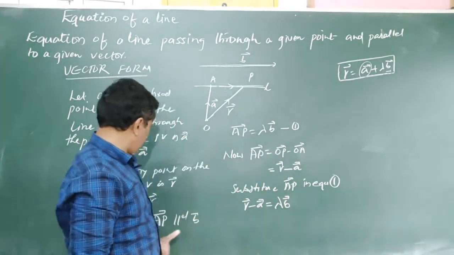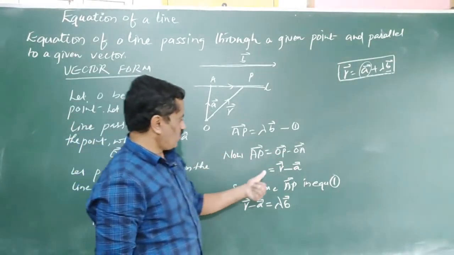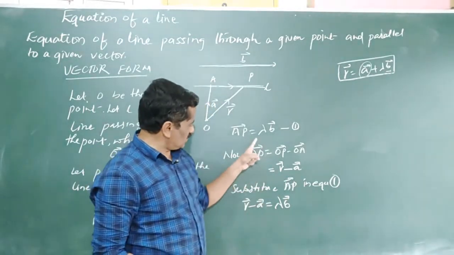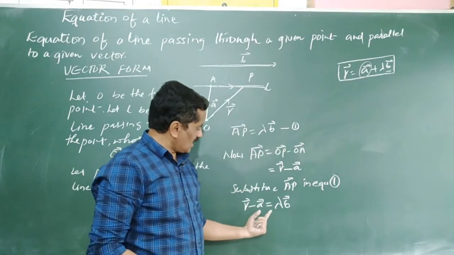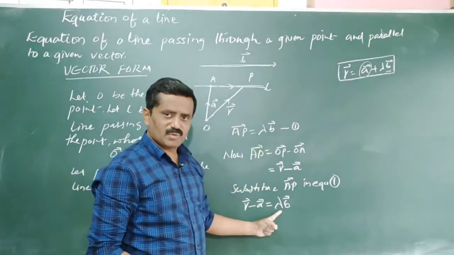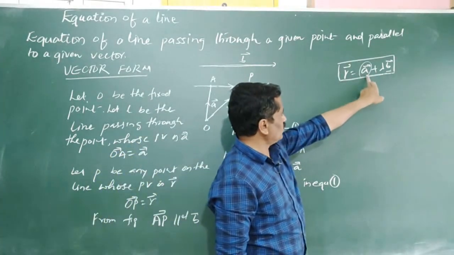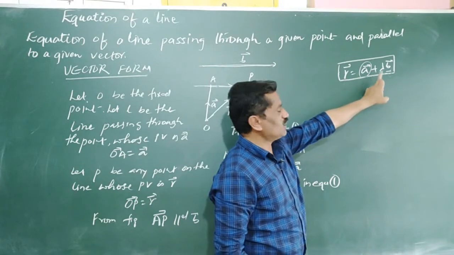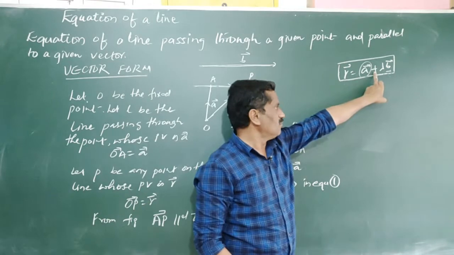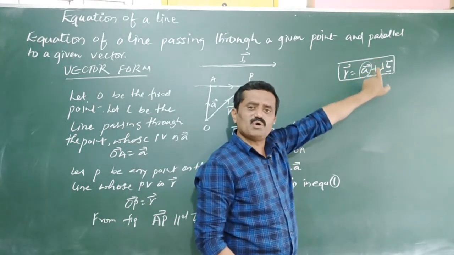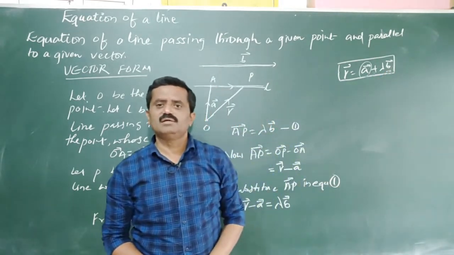But what is OP bar? We have R bar. What is OA bar? We have here A bar. Therefore, AP bar is R bar minus A bar. Now substituting the AP bar in equation number 1, we have R bar minus A bar is equal to lambda into B bar. Bring the A bar to RHS. Therefore R bar is equal to A bar plus lambda into B bar, which is the vector equation of a line passing through a point whose position vector is A bar and parallel to vector B.